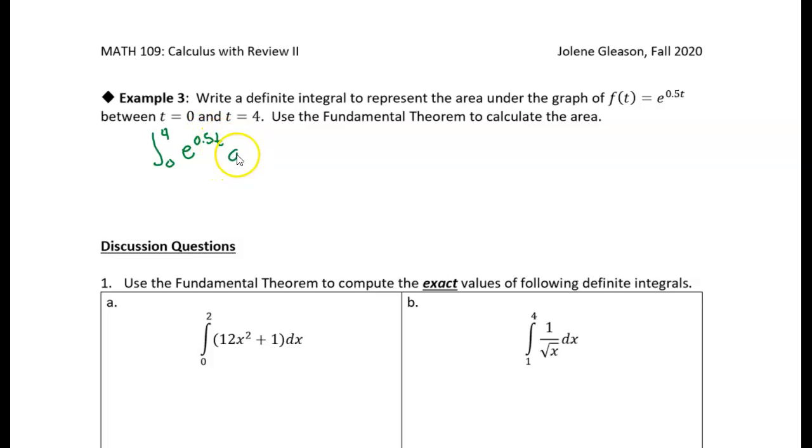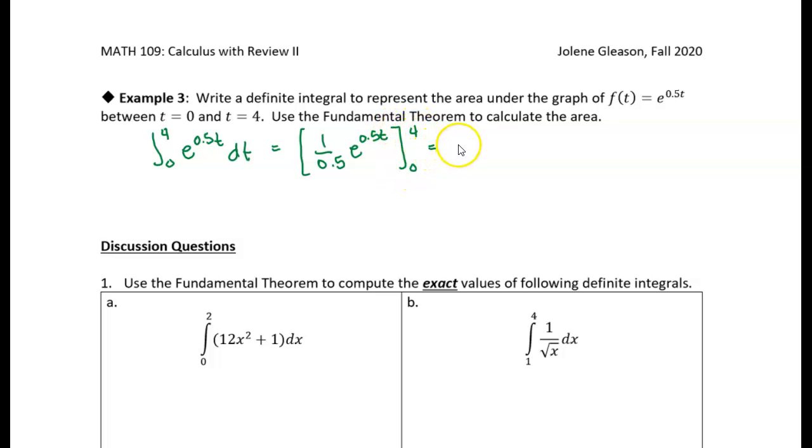Okay, so we need the antiderivative, right? So you look back at the back of the table in the last lecture, and you'll find that if k is 0.5, then we take 1 over 0.5 e to the 0.5t. That's our antiderivative. And we're going to evaluate that from 0 to 4.